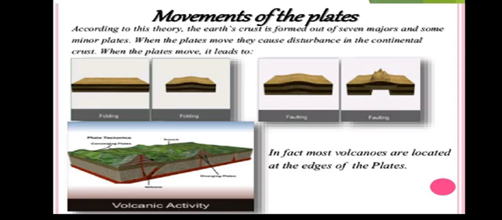These 3 movements are there. Convergent, it causes folding. I told you about the Tethys Sea. Once upon a time it was a sea, but because of folding movement, plates came towards each other and young Himalayas were formed. Divergent, faulting movements. Plates move away, means they create a fracture because plates move away from each other. And transform, they crumble horizontally, they collide with each other horizontally.